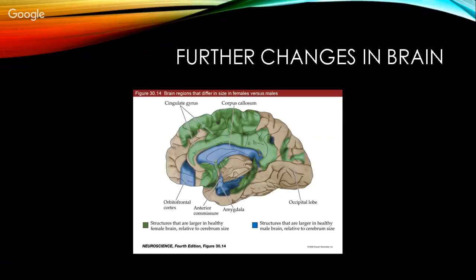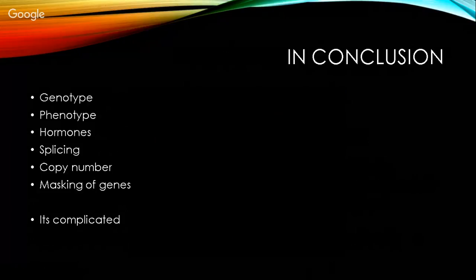So the conclusion is that a lot of things are interacting here. We have the genotype, which is the chromosomal complement, the genes lined up. The phenotype, what's actually seen. And then the hormones are at play underneath the surface.